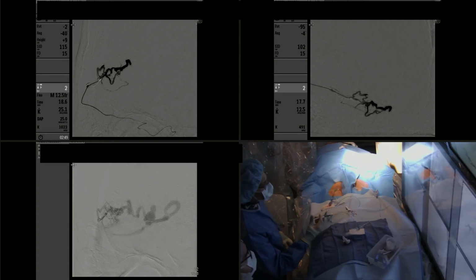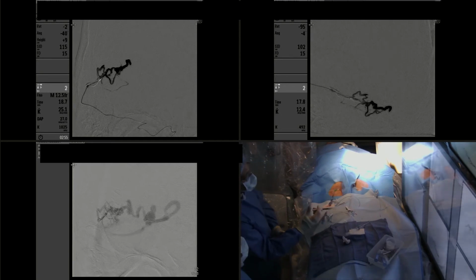Again, you can see slowly how we are injecting and penetrating with the onyx, and you can definitely follow the cast as it is penetrating into the region of arterial venous shunt. We're continuously watching for any reflux.